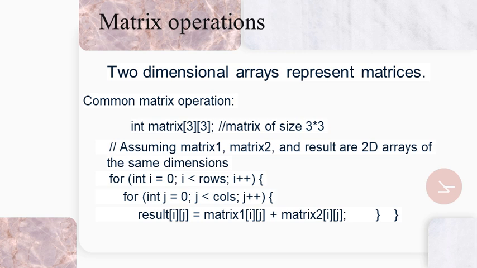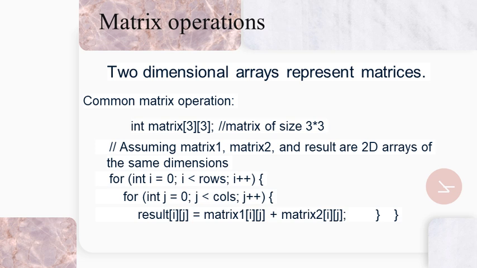A matrix of type integer is declared first. You can see the size of row and column is 3. Assuming matrix 1, matrix 2 and result are two-dimensional arrays of the same dimensions, here the addition of the two matrices is given.